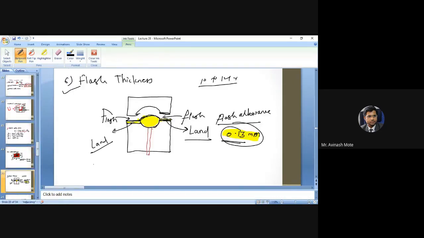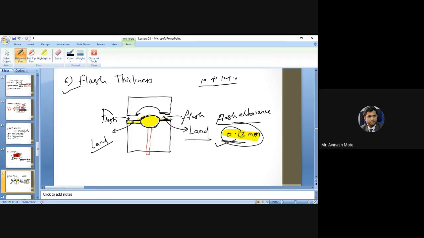Then flash thickness. I told you the flash thickness is mostly considered as flash allowance. Flash allowance will be considered as 0.13 millimeter. If not given directly, consider flash allowance as 0.13 millimeter. What is the flash allowance?